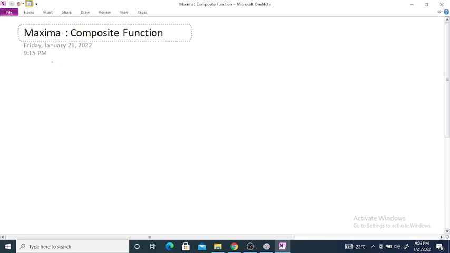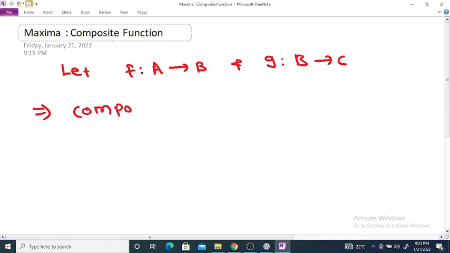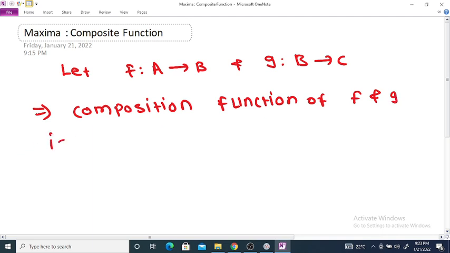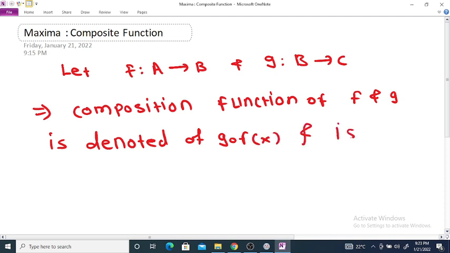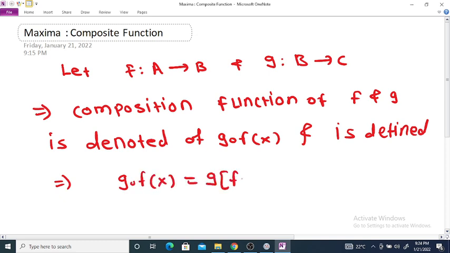Composite function using Maxima. Let f be a function from A to B and g be a function from B to C. Then the composition function of f and g is denoted by g of f of x and is defined as g of f of x is equal to g of f of x.